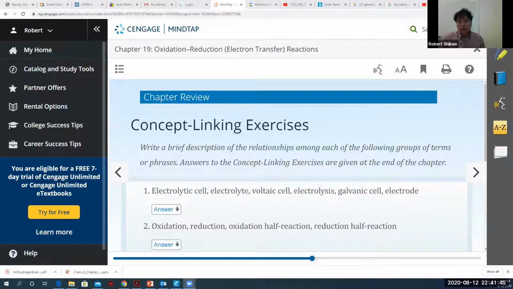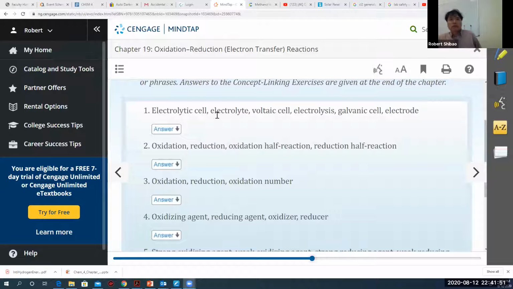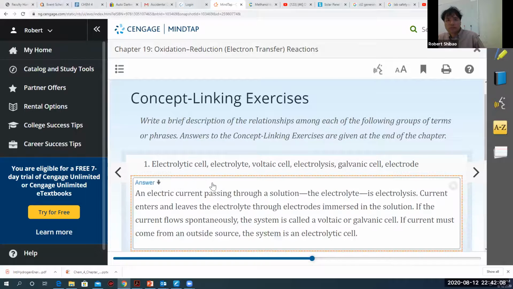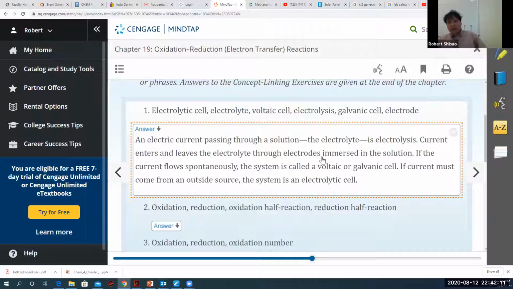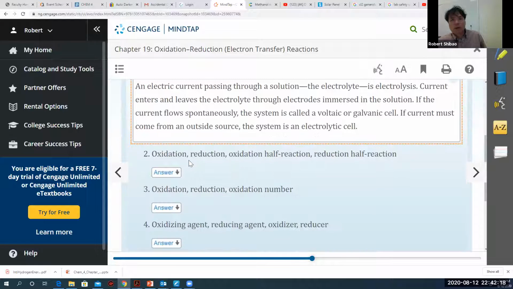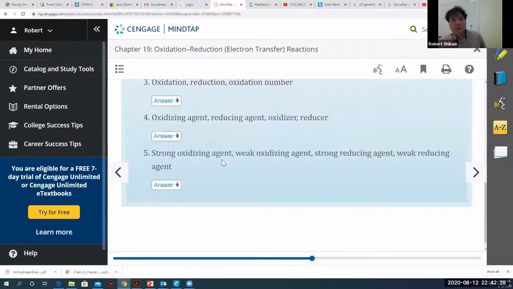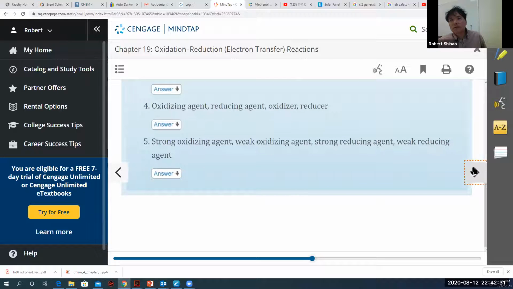All right, back here. I forgot to pause it, but it'll be a gap. So let's take a look at some of these problems here. Electrolytic cell, electrolyte, voltaic cell, electrolysis, galvanic cell, electrode. What are we supposed to do here? Brief relationship. Electrolytes are just salt solutions. Oxidation, reduction, oxidation half reaction, reduction half reaction, oxidation number, oxidizing agent, reducing agent, oxidizer, reducer, strong oxidizing agent, weak oxidizing agent. Okay, let's skip those.